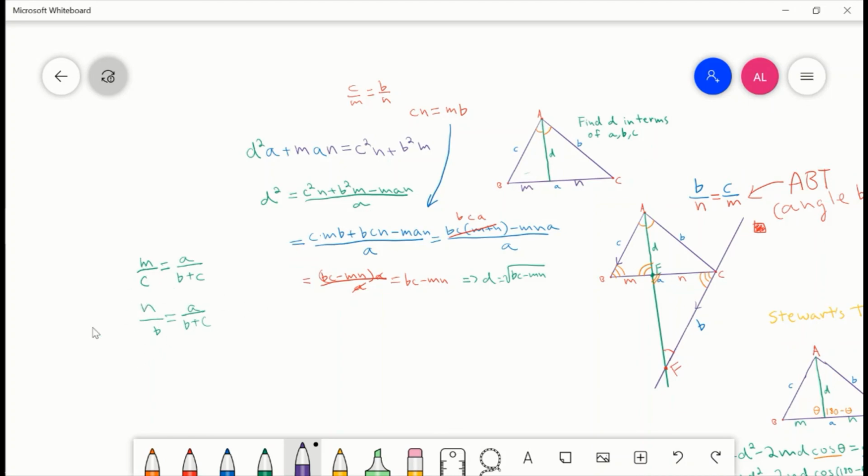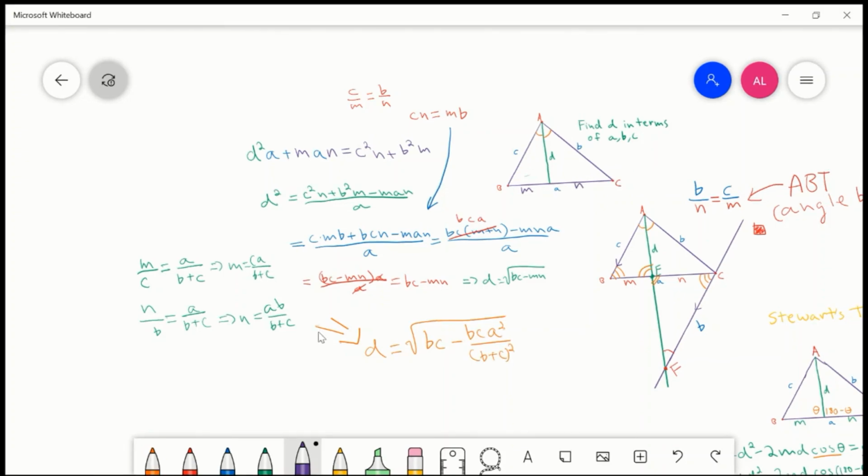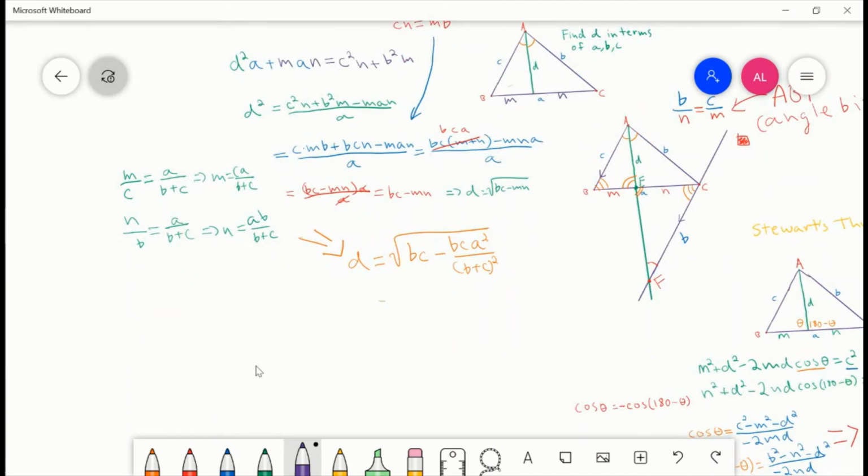So what we do now is we isolate the m like this, we isolate the n like this, and now we substitute. So we have from all of this that d is equal to the square root of bc minus c times a times a times b, which is bc times a squared, all over b plus c squared, right, because it's multiplied by itself. This may seem a bit hard to remember, but we're going to factor out a bc inside the radical, and we get that bc times 1 minus a squared all over b plus c squared, and the square root of that is equal to d.